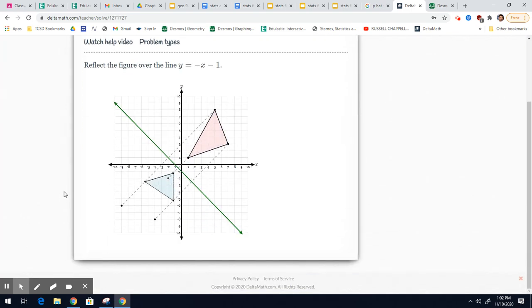And again, I'm using the idea they're showing you. They're showing you that if you connect your vertices, say A to A prime, it's going to be perpendicular and equidistant to the line of reflection.